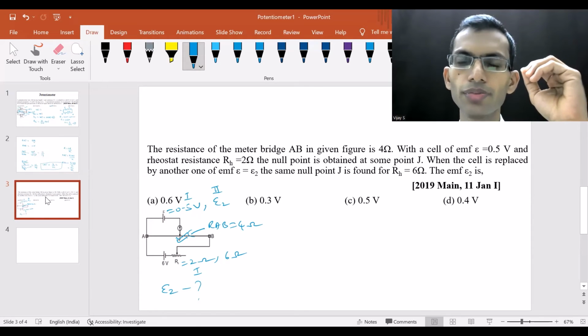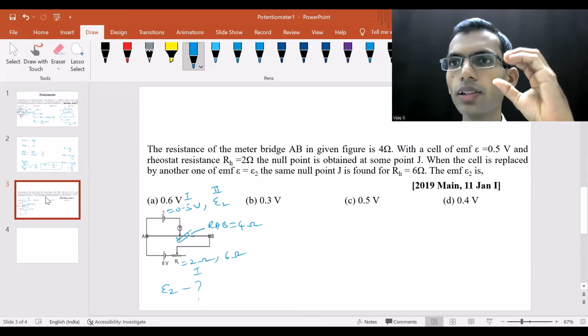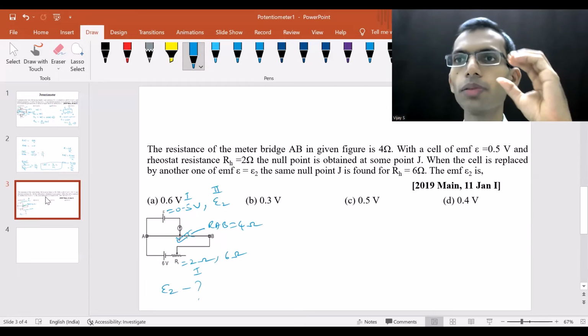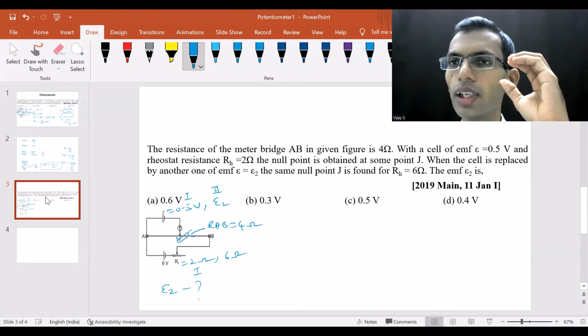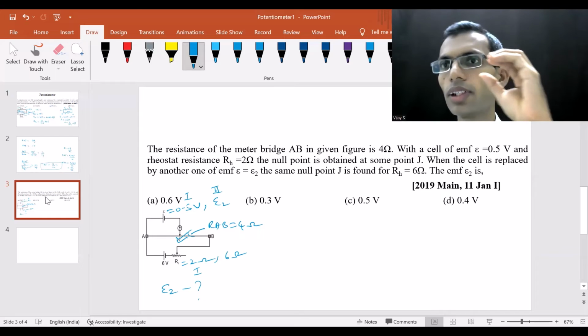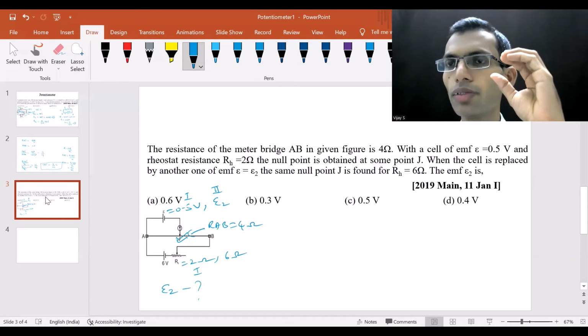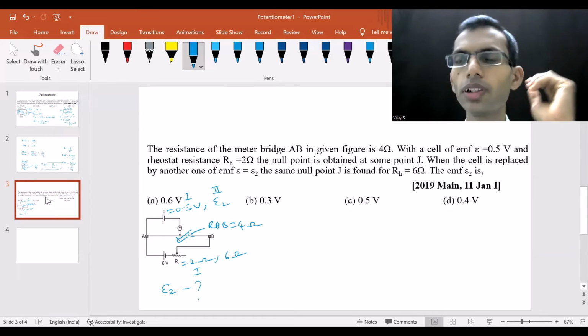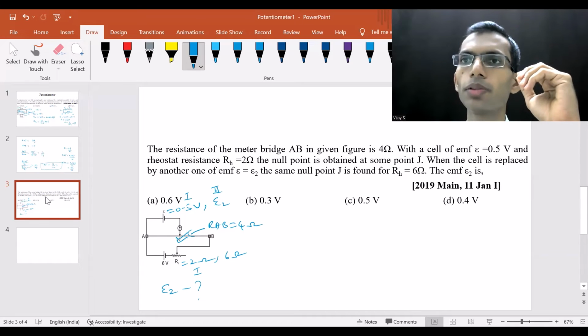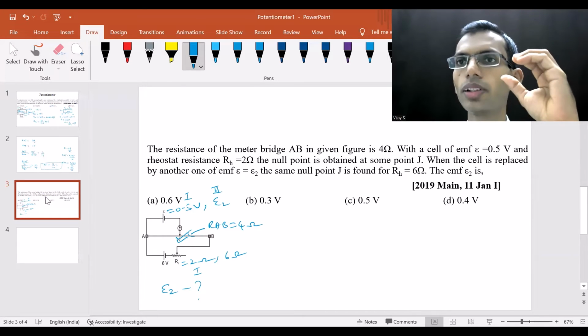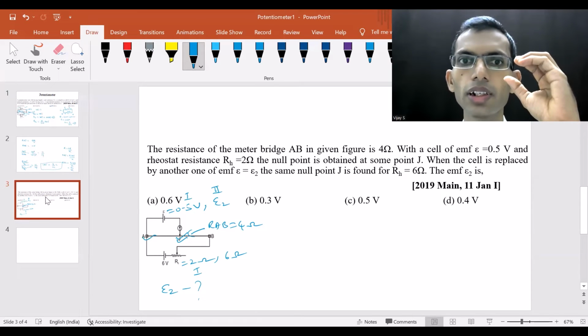Here we have to notice that the potentiometer experiment is performed 2 times. For the cell of EMF 0.5 volts, a null point is obtained, and for the cell of EMF E2, a null point is obtained. What is the working principle of potentiometer? When the galvanometer shows zero deflection, the cell EMF becomes equal to the potential difference between the junction and the moving contact position J. So E becomes equal to VAJ. That is the working principle of potentiometer.